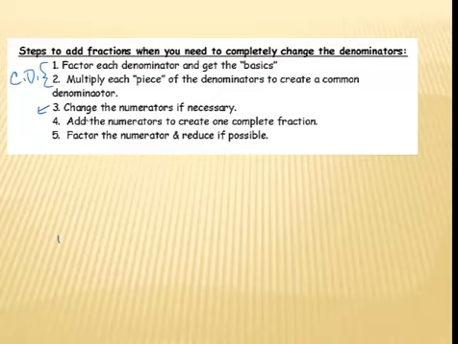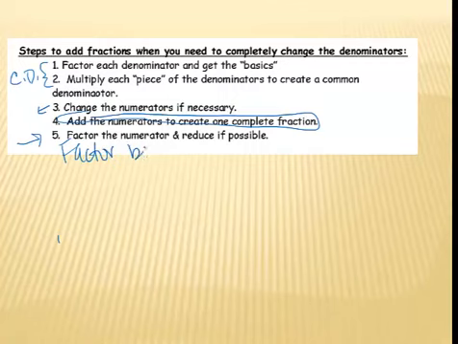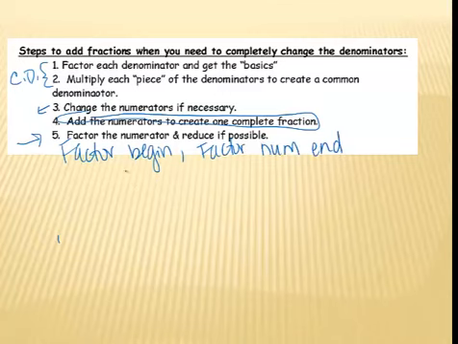Step 4 is what we showed in the last few problems: add the numerators to create one complete fraction. And now this is our new step. We always try to factor the numerator at the end and reduce if possible. So it's kind of like this: you factor the denominator to begin the problem, and then you factor the numerator to end the problem.